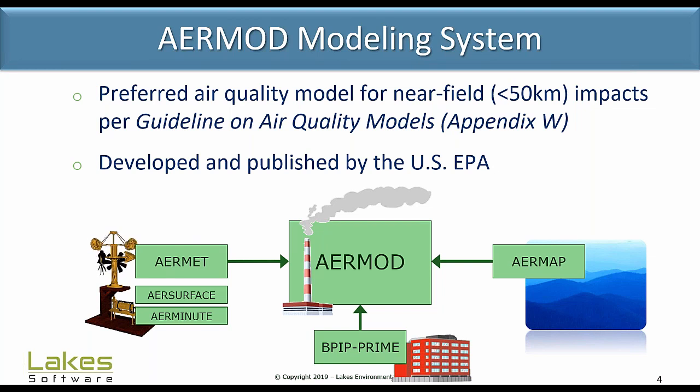AERMAP is used for analyzing terrain elevations and a value which is also known as the hill height scale for analyzing complex terrain. And then there's an executable, BPIP-PRIME, which analyzes point sources and buildings so that it can analyze the effects of building downwash on the plume rise from those point sources. So all of these executables work together to make up the AERMOD modeling system.